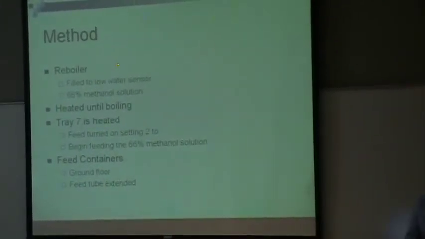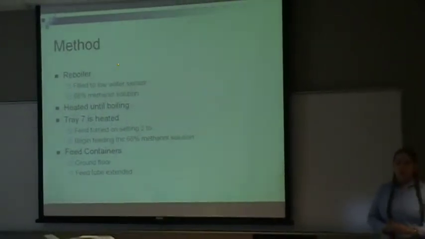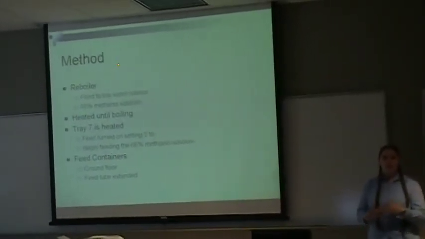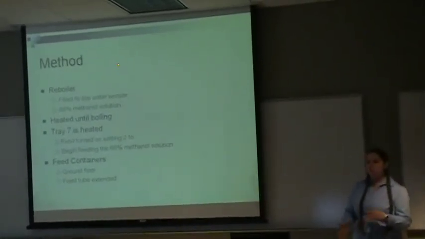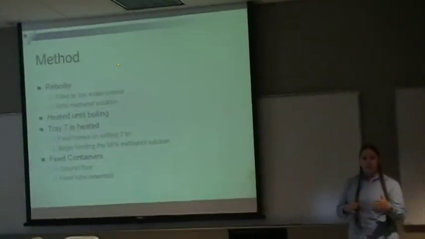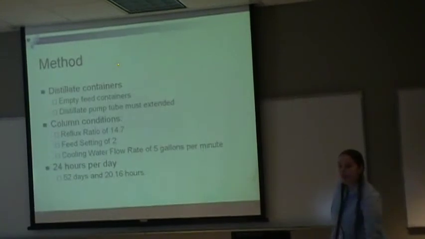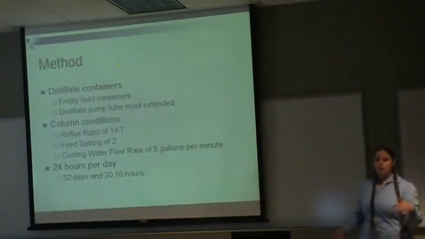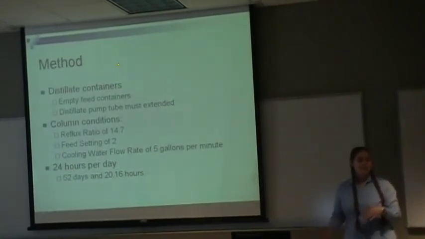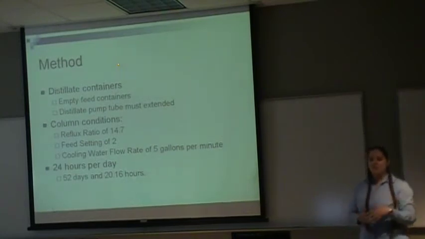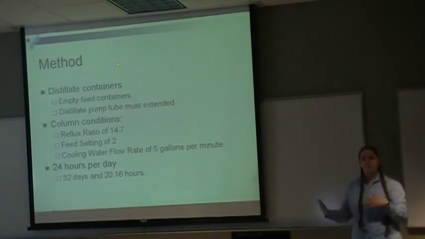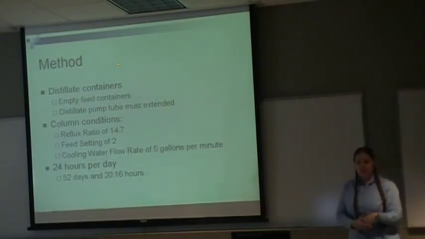For the containers, we have the actual feed container, and then we have a distillate container. The feed containers will be on the ground floor, so we need to extend the feed tube up to the column. And for the distillate container, we are going to use the empty feed containers. So we also need to extend the distillate pump tube to fill back into the distillate containers.